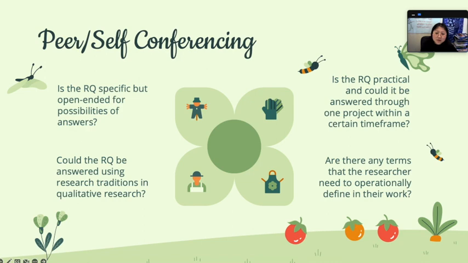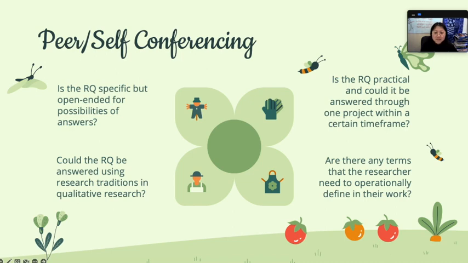Next, think about if the research question could be answered using research traditions and qualitative research. So this question is really for you to reflect on your choice of methodology. Like, does your question need to be answered through a survey, or do you need numbers or a large number of participants to answer your question? If so, then it's probably not a very good research question for qualitative research. So really think about the potential methods and methodologies that you're going to use to answer your research questions, and think if your research questions match research traditions and qualitative methodology.